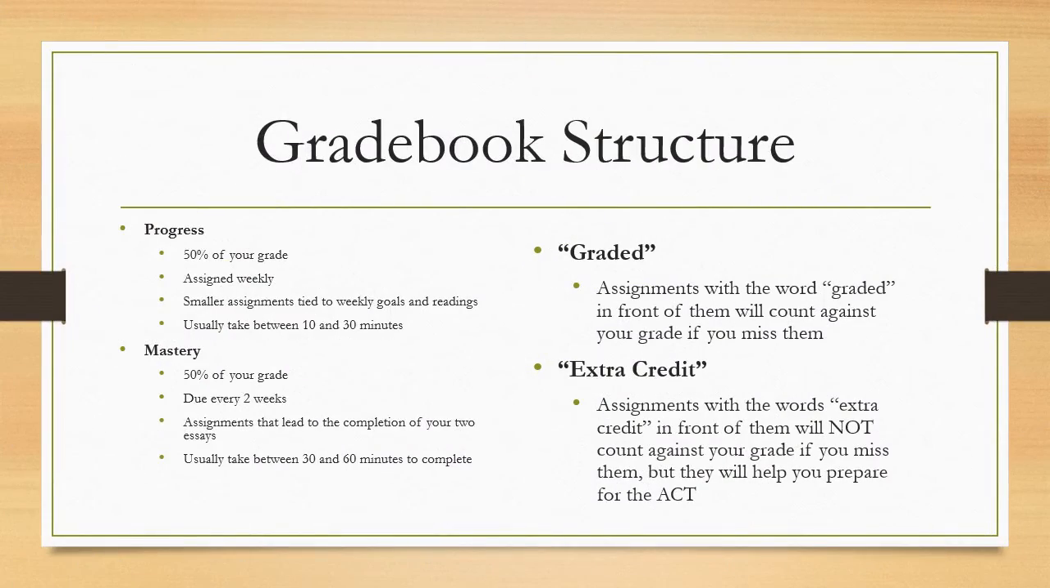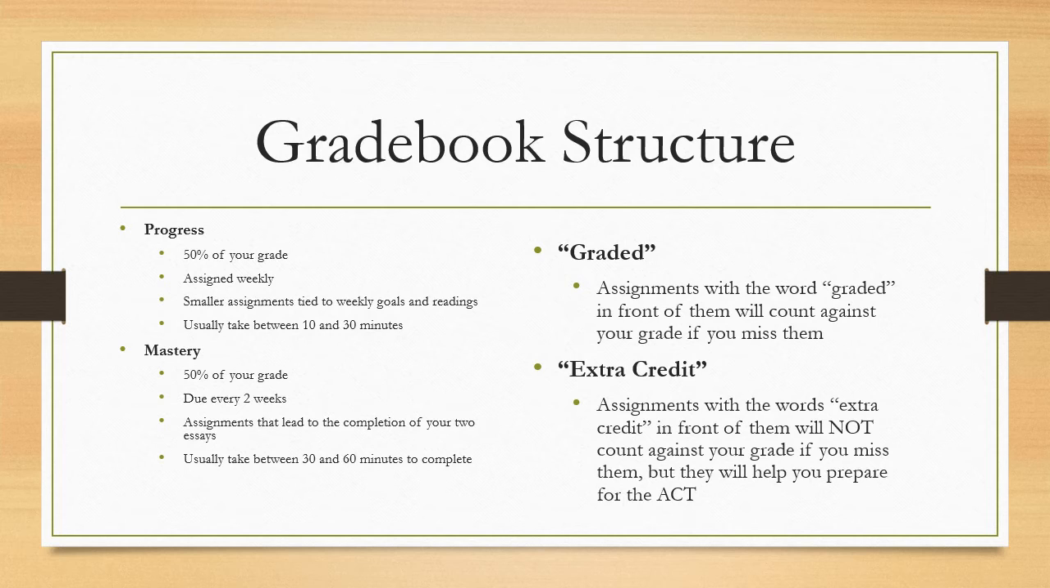All right, so our gradebook structure: progress is 50% of your grade and mastery is 50% of your grade. The progress assignments are usually between 10 and 30 minutes long. They're small. They're usually tied to weekly goals or readings. The mastery assignments are due every 2 weeks. They're assignments that lead to the completion of your 2 essays for the most part. There's going to be very little else in the mastery grade in this class. And they're usually going to take between 30 and 60 minutes to complete.